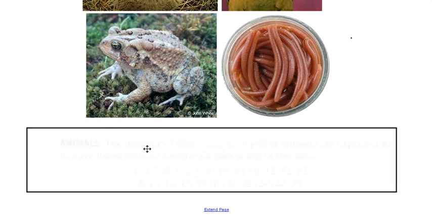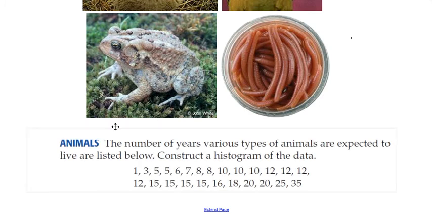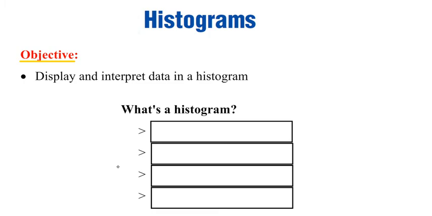So that leads us right into what we're going to do today. Here's an example of a problem we will do. The number of years various types of animals are expected to live are listed in a data table, and we're going to be constructing histograms of data. In order to construct a histogram, we need to know what that is. Before I tell you, our objective for today is for you to be able to display and interpret data in a histogram.